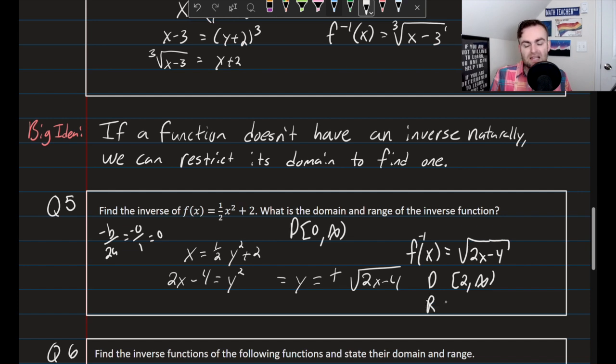Its range is the domain we restricted before. It is this 0 to infinity. So 0 to infinity. Not bad.